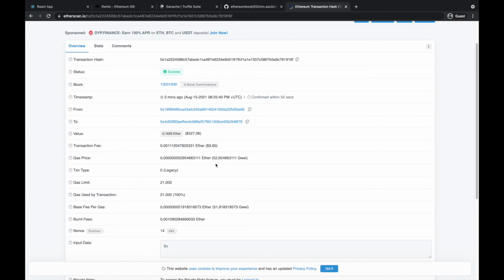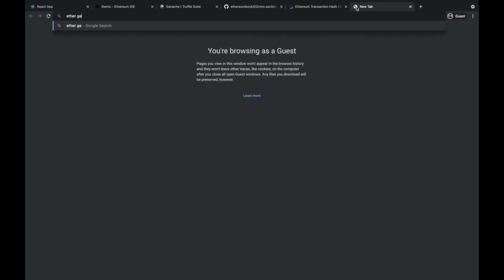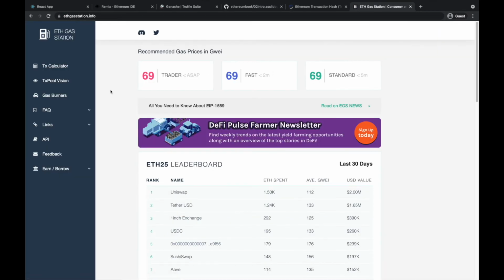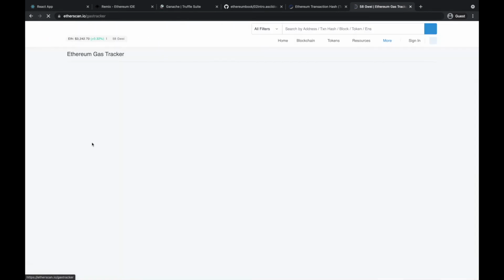If you don't know how much gas you have to pay for, later when we'll be sending transactions, we'll be doing it manually, or it can also be done automatically. But what we can search for is Ether gas station, and we can check what the gas price currently is. Okay, I think this is a bug. It cannot be the same price for fast, standard and trader. This doesn't make much sense. I think something is bugged here.